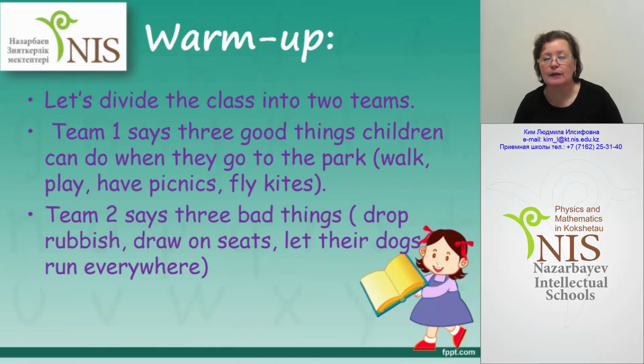Let's divide the class into two teams. Team 1 says 3 good things children can do when they go to the park. Walk, play, have picnics, fly kites, etc. Team 2 says 3 bad things. Drop rubbish, draw on seats, let their dogs run everywhere.